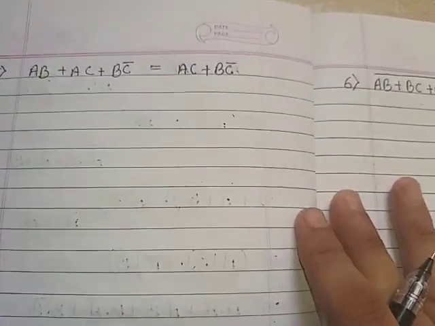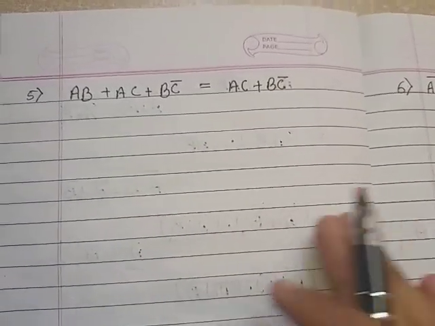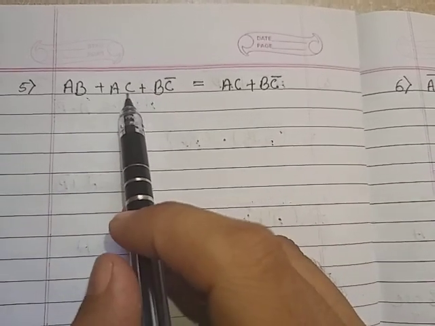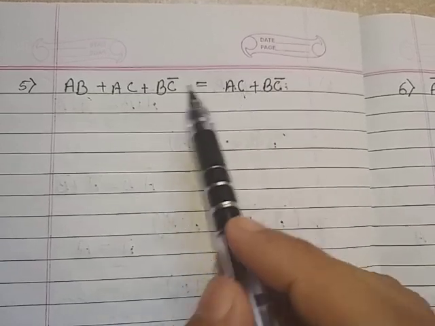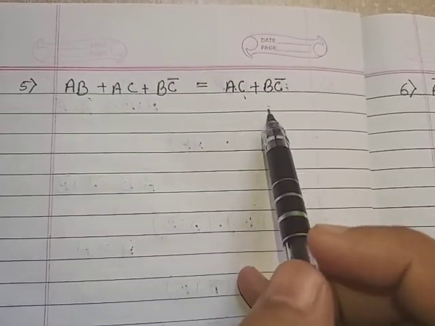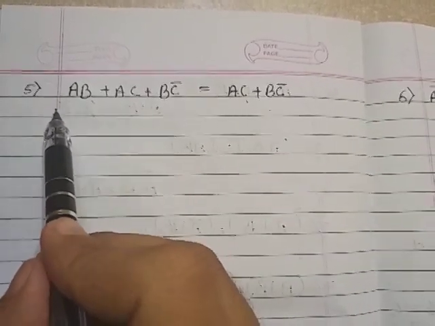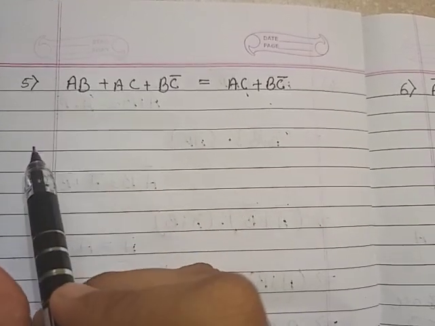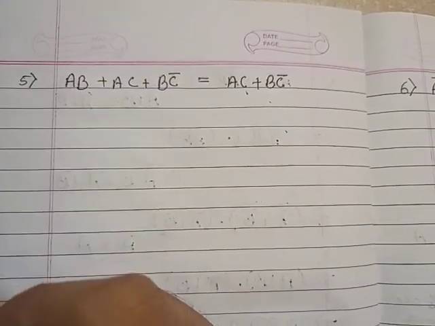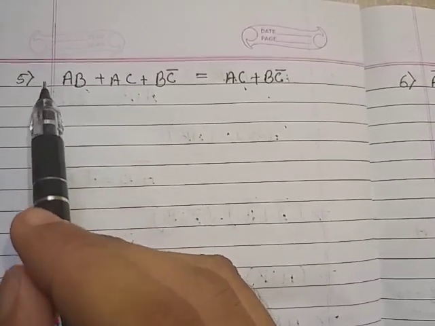Now let's move to the next example. Here we have to prove LHS is equal to RHS. In such questions, when you see the similarities between LHS and RHS, look here, AC, AC, BC bar, BC bar. The only thing is that in LHS you have one extra term, that is AB. So we have to remove this AB. So how will we remove this? In such cases, you have to multiply this term AB by 1.